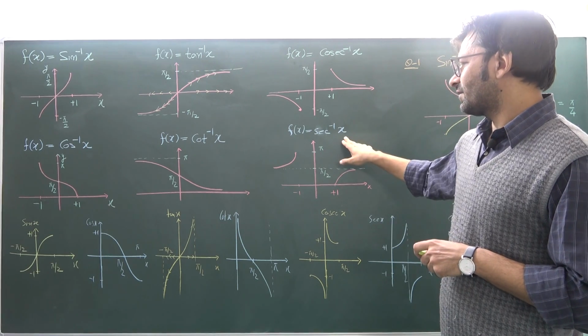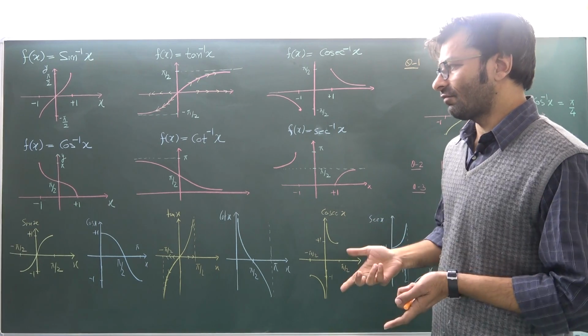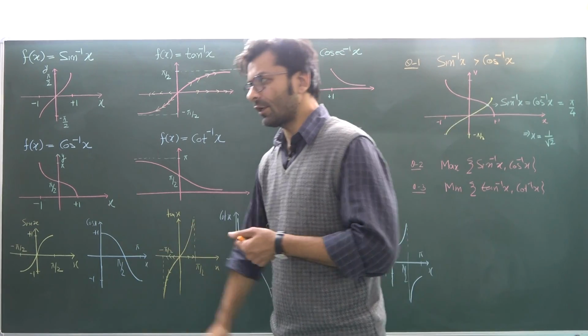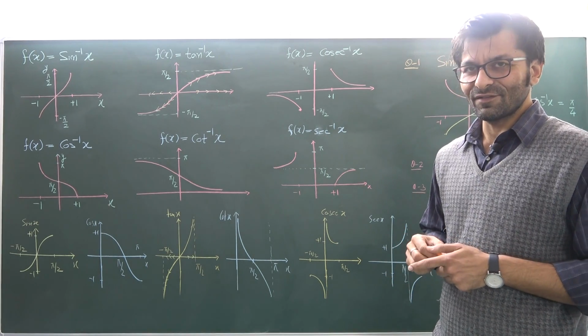Likewise, sec inverse x range is 0 to π except the midpoint. Why is the midpoint excluded? Because at π by 2, cos x is 0, so sec x will not be defined.